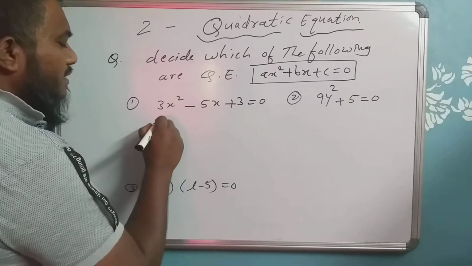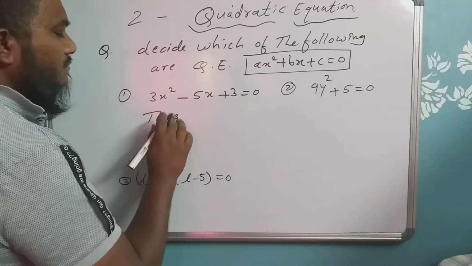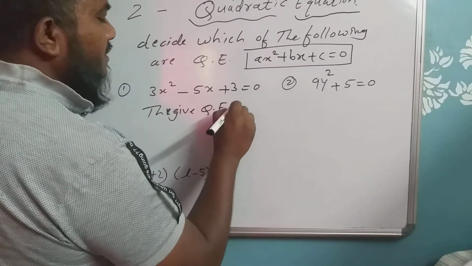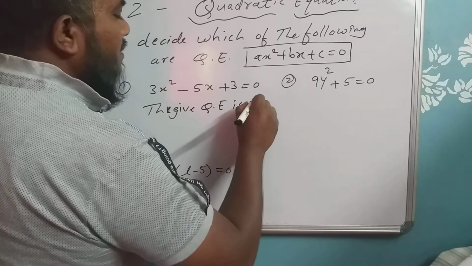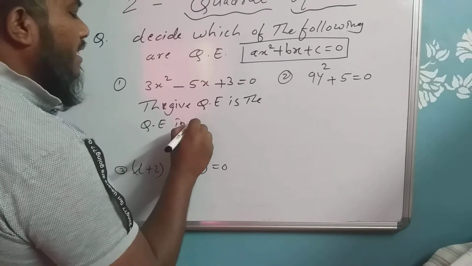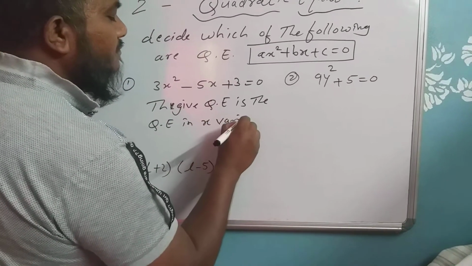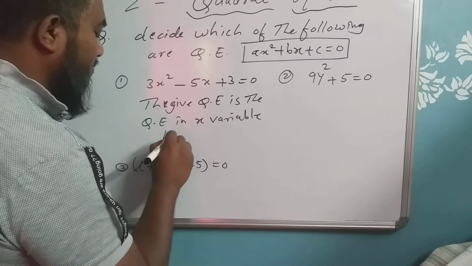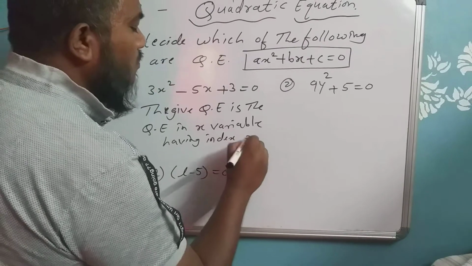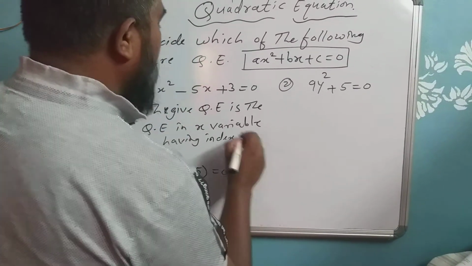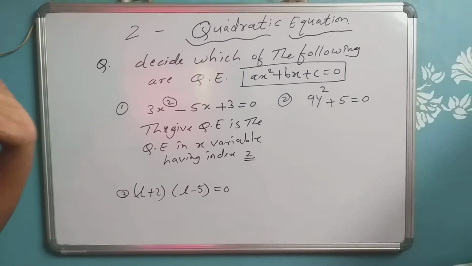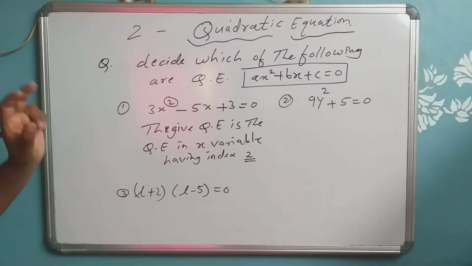That's why the given equation is a quadratic equation in x variable having index 2. Index 2 means the power of x should not be greater than 2. Then and only then it is called a quadratic equation.